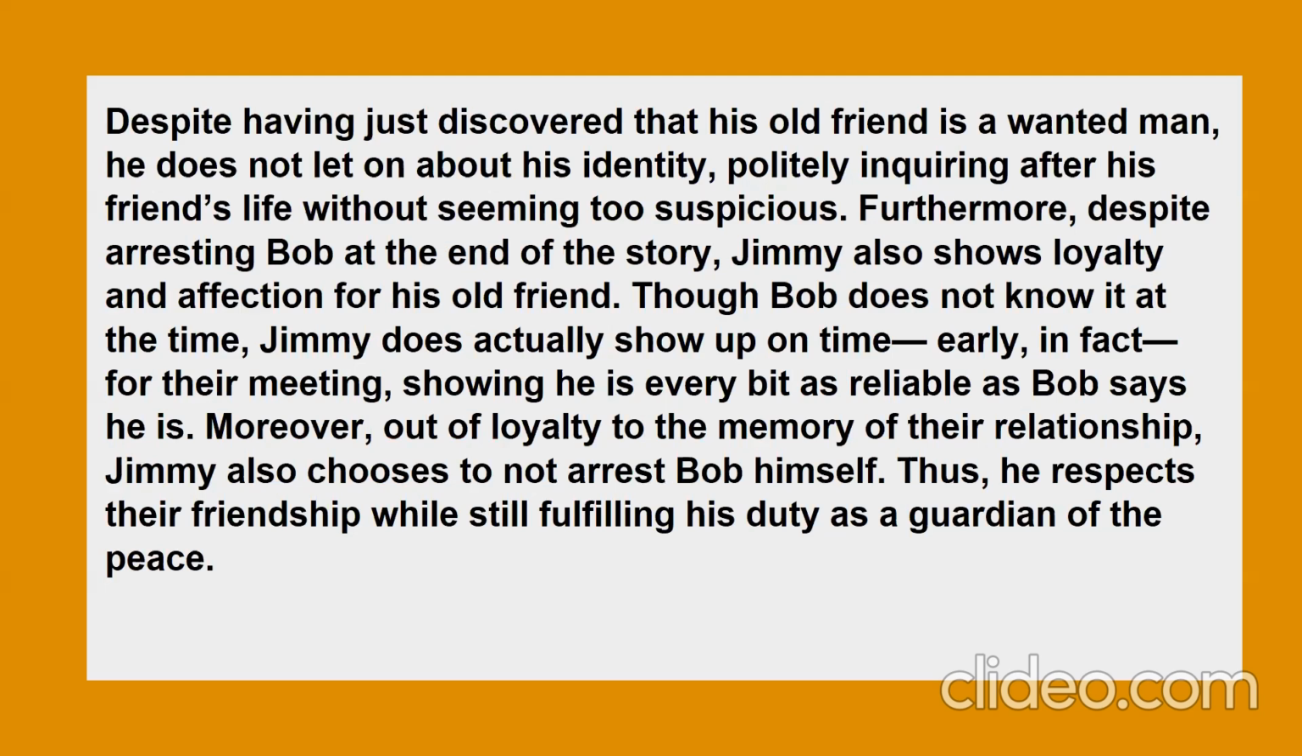Furthermore, despite arresting Bob at the end of the story, Jimmy also shows loyalty and affection to his old friend. Though Bob doesn't know it at the time, Jimmy does actually show up on time, early in fact, for the meeting, showing he's every bit as reliable as Bob says he is. Moreover, out of loyalty to the memory of the relationship, Jimmy also chooses not to arrest Bob himself. Thus, he respects their friendship while still fulfilling his duty as a guardian of the peace.